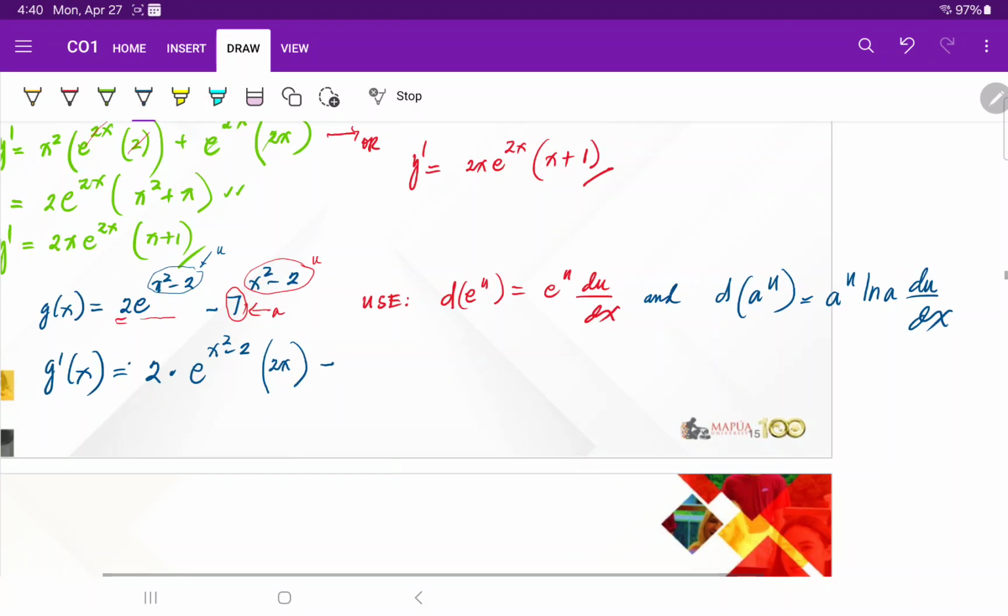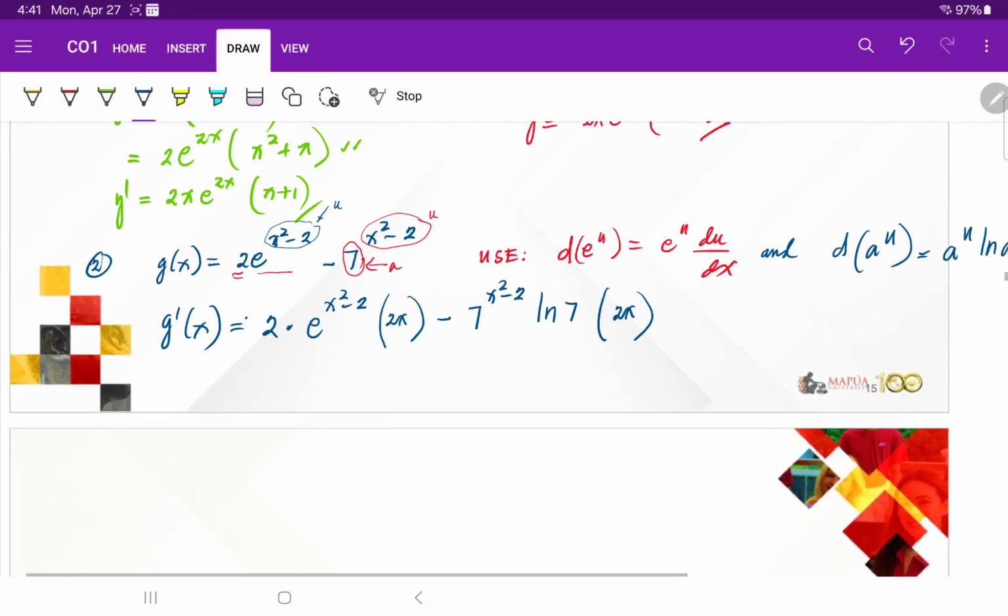Alright, so what's the derivative of 7 to the x squared minus 2? We have a to the u, so 7 to the x squared minus 2, ln of 7, times the derivative of u, and that is 2x.